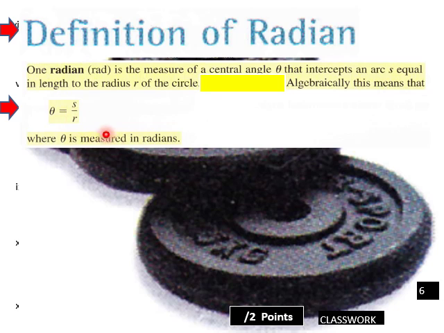So radian measure is a ratio between S and R, where S is the arc length, and arc S is equal in length to the radius R of the circle. So theta in radians is the arc length over the radius.